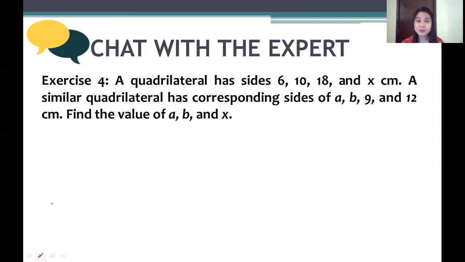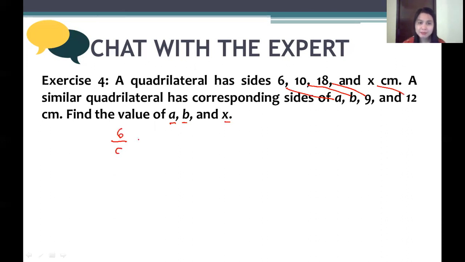A quadrilateral has sides 6, 10, 18, and x cm. A similar quadrilateral has corresponding sides A, B, 9, and 12 cm. Find the value of A, B, and x. Now you see that there are corresponding sides. These two are corresponding sides. These two are corresponding sides. These two and the last two. So we can write them in fractions.